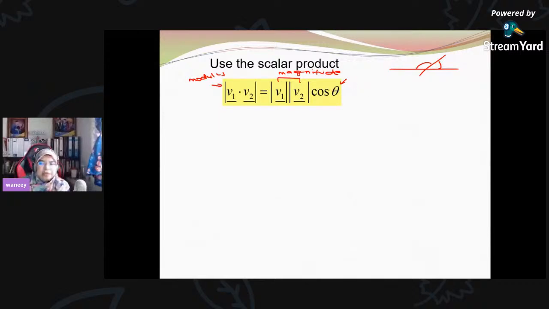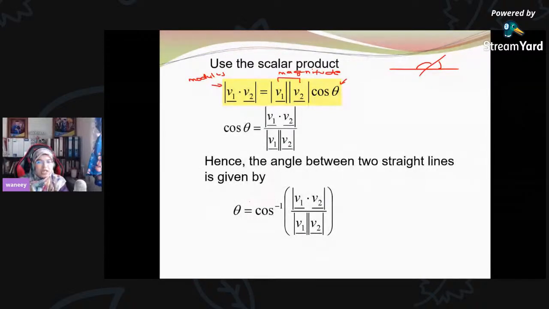Okay, so cos theta is equal to the modulus of V1 dot V2 over the magnitude of V1 times the magnitude of V2. So the angle between two straight lines, theta, is equal to the arc cos of the modulus of V1 dot V2 over the magnitude of V1 times the magnitude of V2.